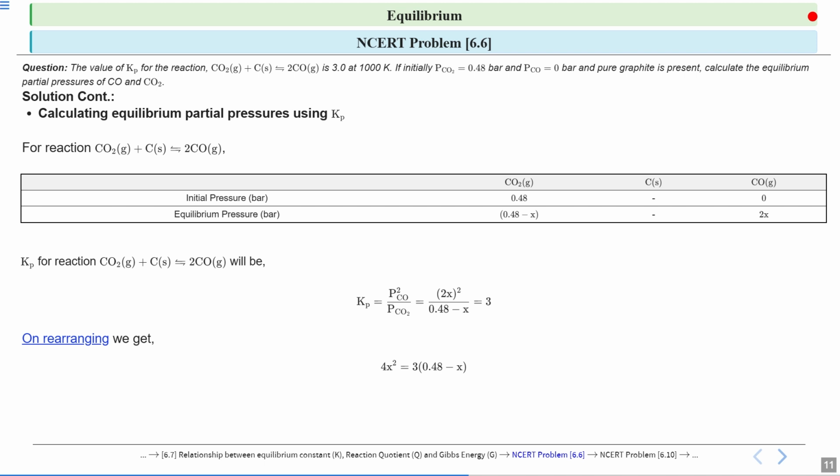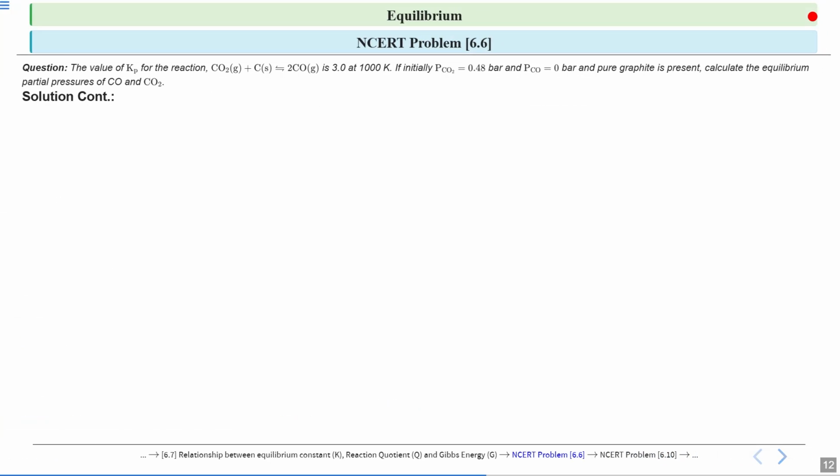We can solve it. But this equation is a quadratic type because x has a power of 2. So we need to use the formula to find the value of x. How can we do it? It's very simple. Suppose we are finding the possible roots of the previous quadratic equation. So this is your previous quadratic equation. I've just rearranged it. So 4x square plus 3x minus 1.44.